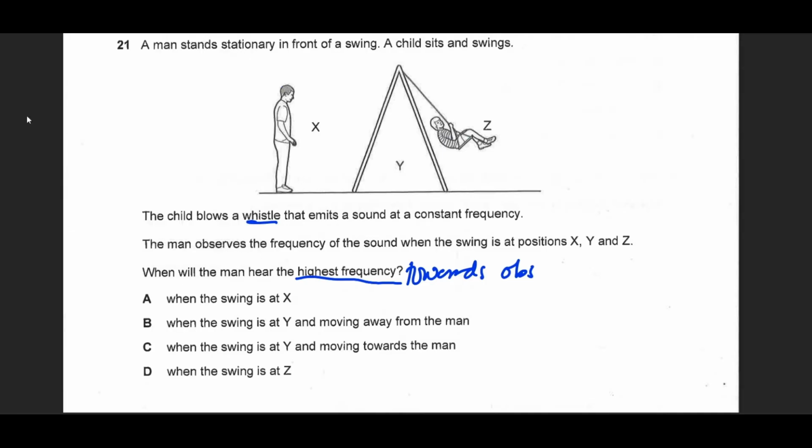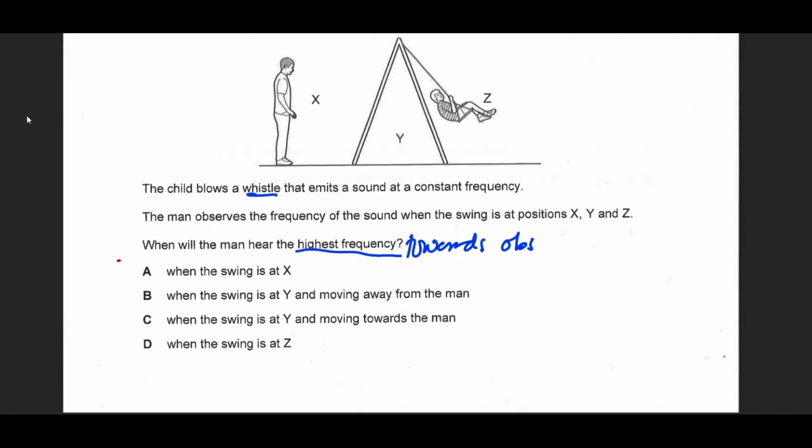Okay. So when the swing is at X and at Z, the student has to become stationary momentarily, because either it's going to come down again or it has come back from the forward position and is maintaining that point before moving forward. So it maintains its position at this point, then comes back and stays at X momentarily and then goes back to Z. At these two locations, since the swing is not moving, the frequency heard will be constant. It will not be observing the Doppler effect. So options A and D are cancelled and can't be considered even to begin with.